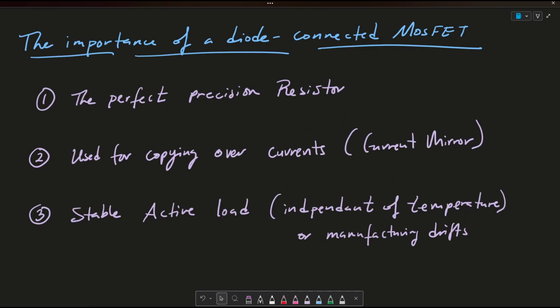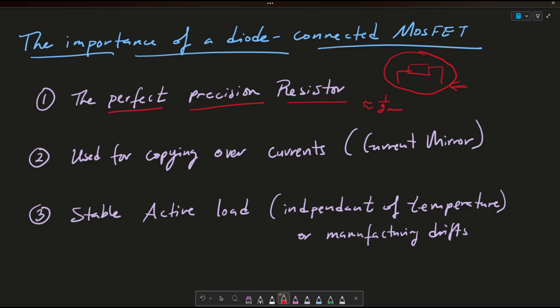The second thing we want to note is the importance of a diode connected MOSFET, and there are a couple main important reasons why we want to consider it. The first is that it acts as the perfect precision resistor, where a polysilicon based resistor has a big base, right? It's huge. And if we wanted to embed this into our microchips, we will not have a lot of real estate to work with. So the diode connected MOSFET allows us to have a small signal resistance, which is approximately 1 over Gm, in a fraction of the space when compared to this physical resistance up here.